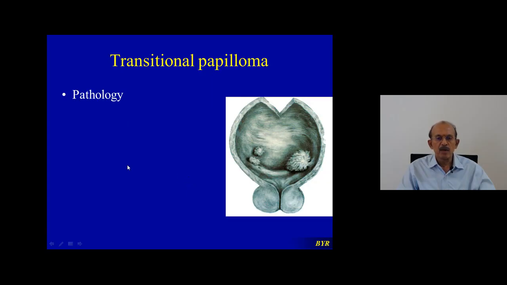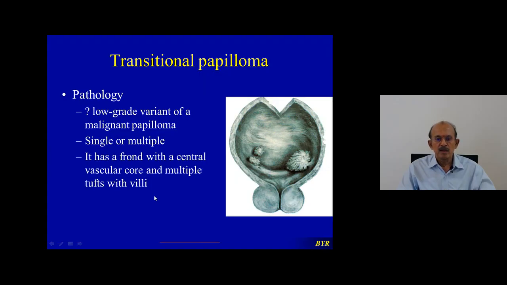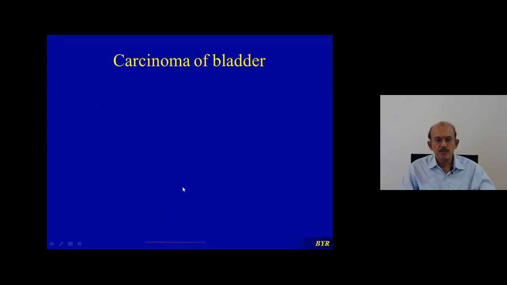Transitional cell papilloma. It is most probably a low-grade variant of a malignant papilloma. It may be single or multiple. It has a frond with a central vascular core and multiple tufts and villi. You can see a typical papilloma here. Carcinoma of the bladder.